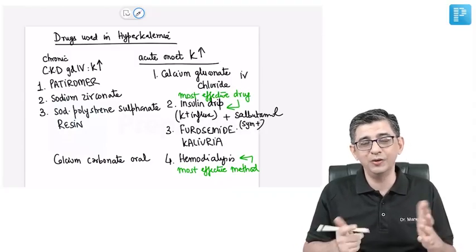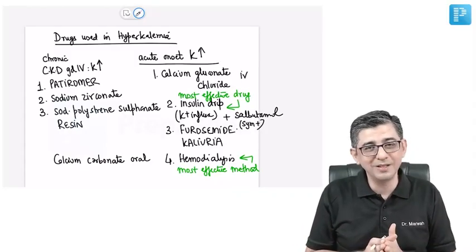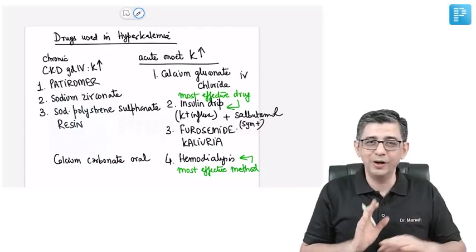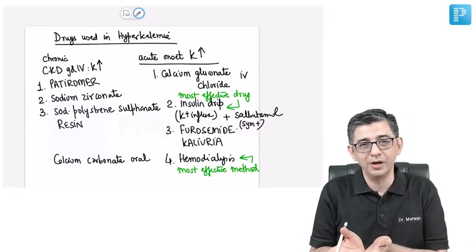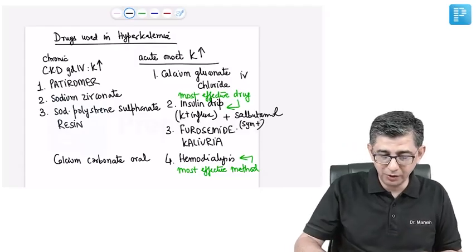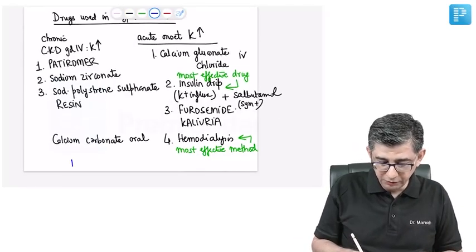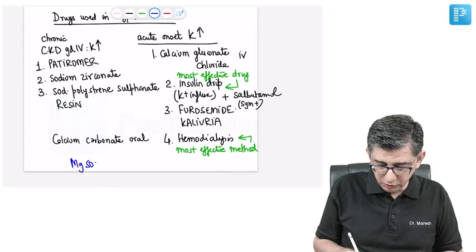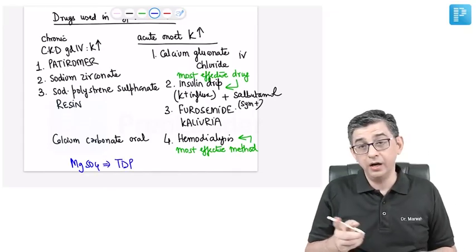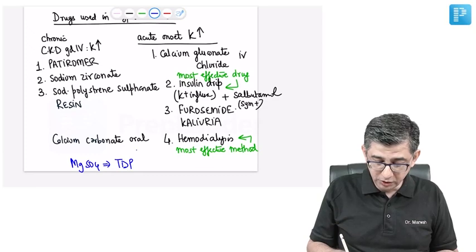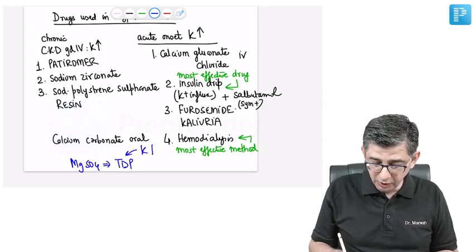A lot of guys, after the paper, were laughing and saying, sir, we went in thinking some great concept was going to be asked. And all they asked was simple magnesium sulfate, which is not used here. I mean, where do we use magnesium sulfate? Magnesium sulfate is used therapeutically for management of torsades de pointes, and I did show you that torsades de pointes would be seen with hypokalemia.